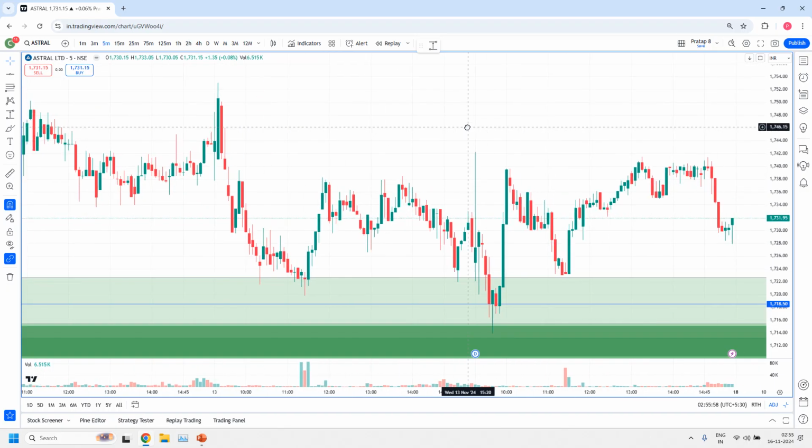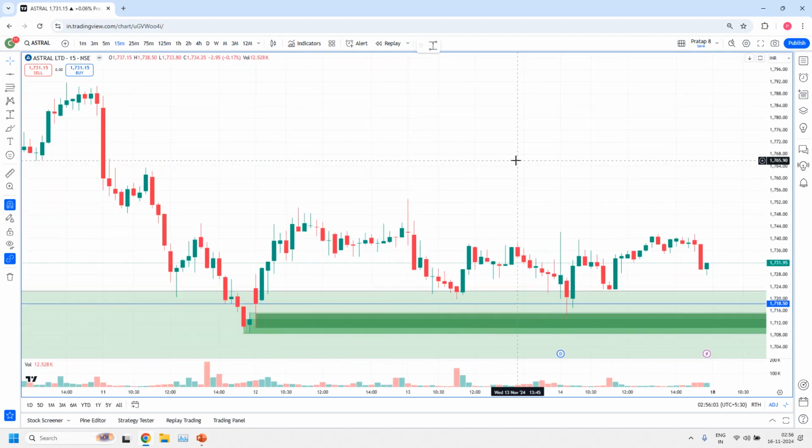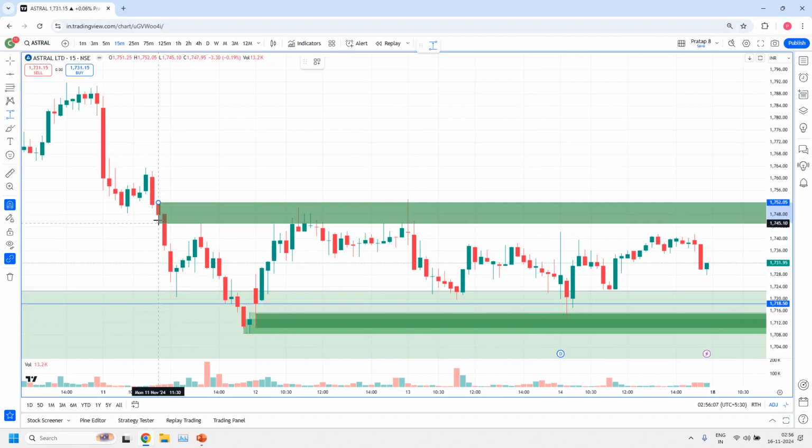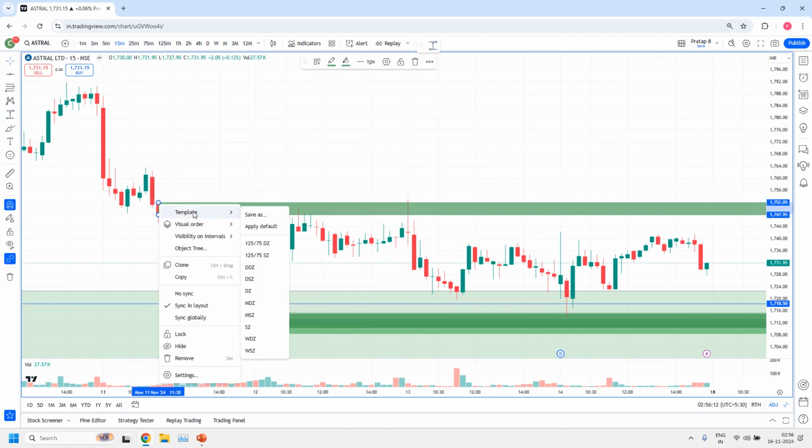What is the target? Target generally 15 minutes, but this time the 15 minutes target achievement is not really there. This is the 15 minutes target. Let me draw a supply zone.